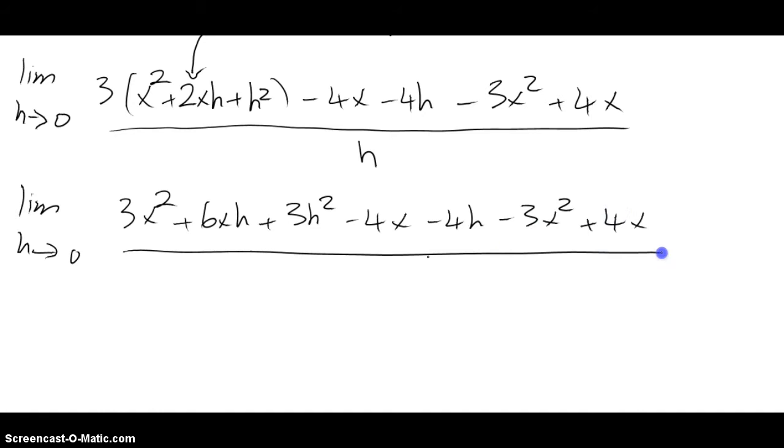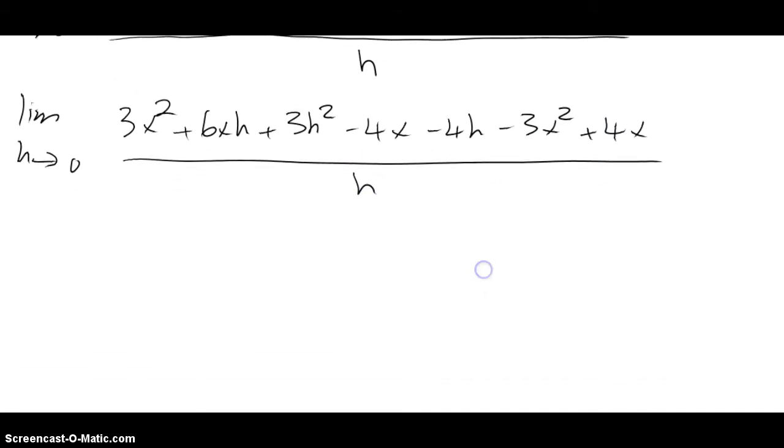And of course all of that's over h. Okay, what drops out? Hopefully lots of things are going to simplify now. Well, we've got 3x squared and negative 3x squared. We've got minus 4x and 4x. And I think that's everything.